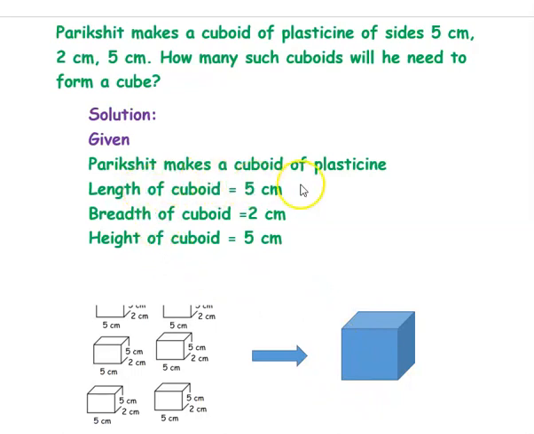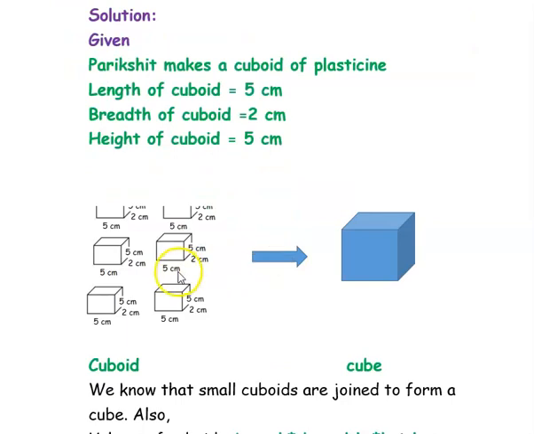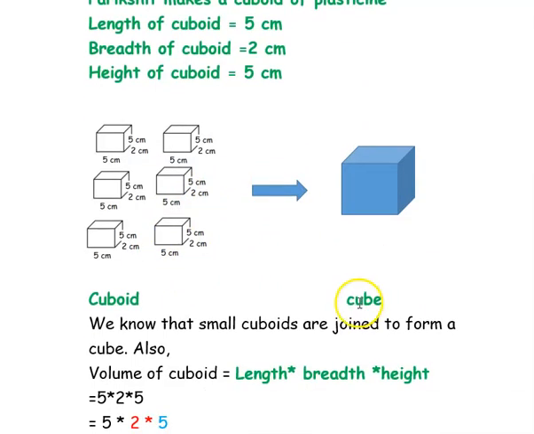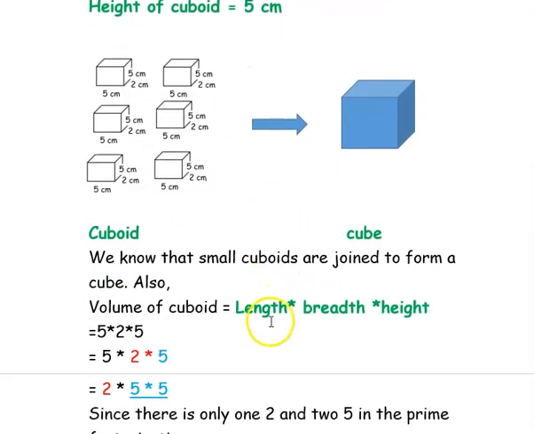So Parikshit makes a cuboid of plasticine and it's given that the length of the cuboid is 5 cm, breadth of the cuboid is 2 cm and height of the cuboid is 5 cm. See here, for our understanding, I have drawn small cuboids like this. So he is joining all these small cuboids to form a big cube. Also, the volume of a cuboid is length into breadth into height. This is the formula for the volume of the cuboid.